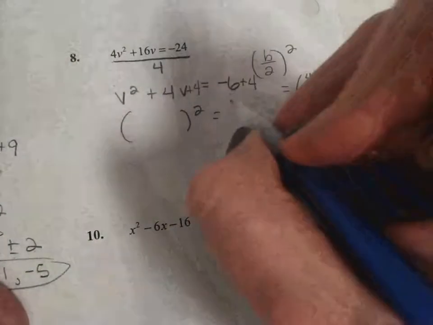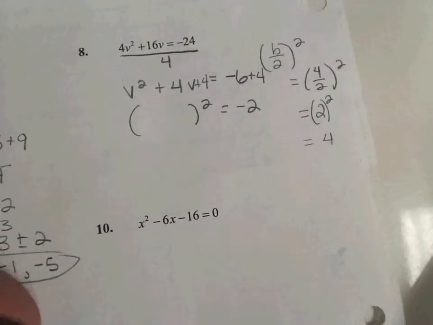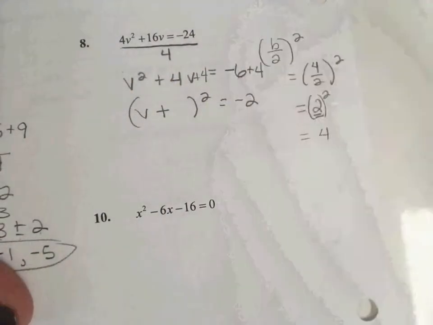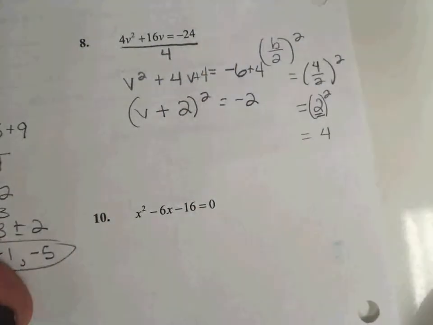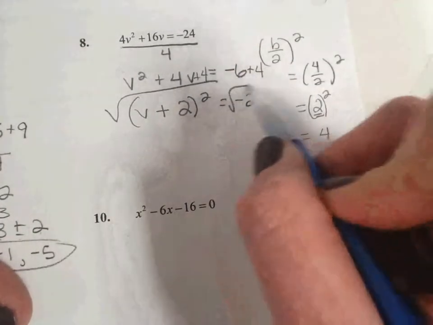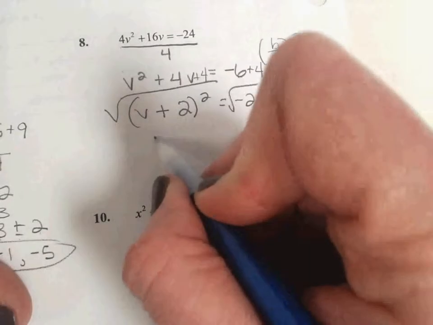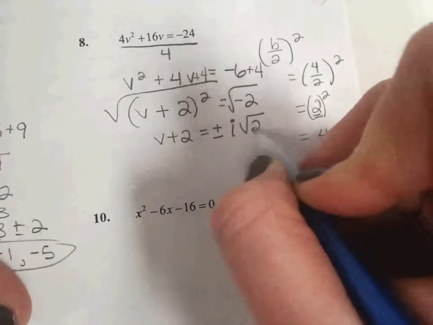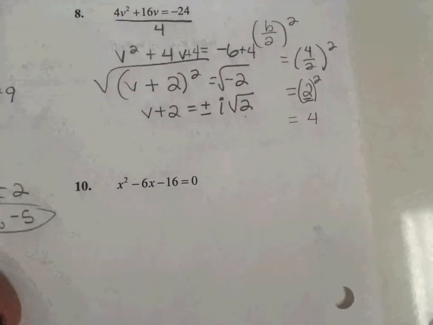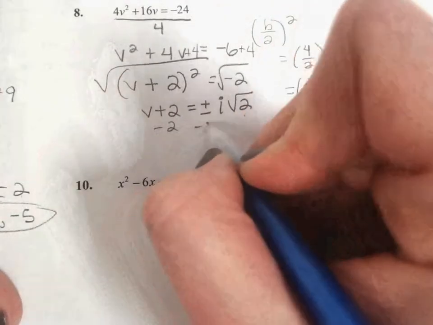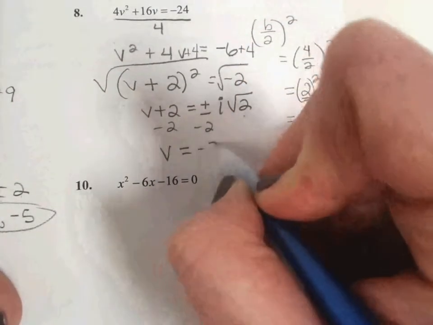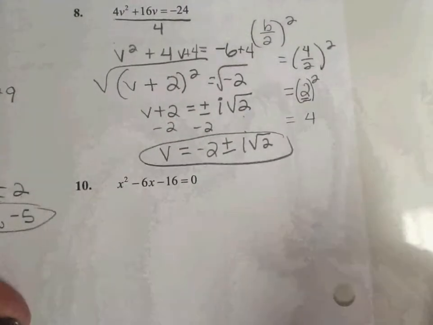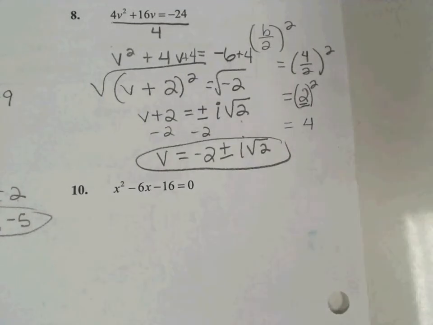Next step is to write our perfect square binomial. Oh, this one's going to be negative. We'll end up with some imaginary numbers in our solution. So v plus this value over here, our b divided by 2 value. So let's just practice solving to the end here. Square root both sides, and we get v plus 2 equals plus or minus i radical 2. 2 cannot be simplified any further. We do subtract 2 from both sides, and we get v equals negative 2 plus or minus i radical 2. And that's your final solution.